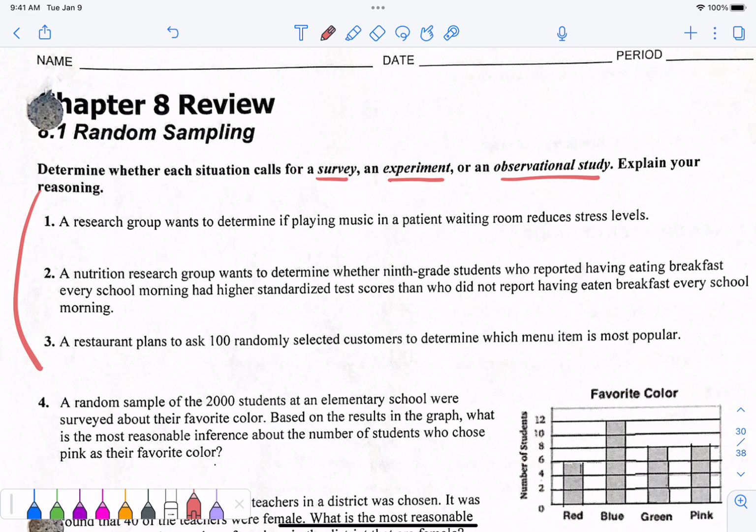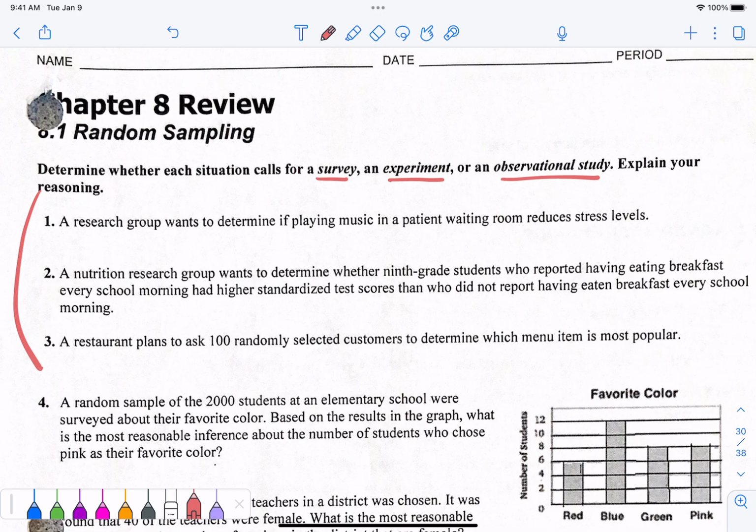Oh, did I give you two of them? Oh, yes, I did give you one yesterday. No, number 3 is a survey.